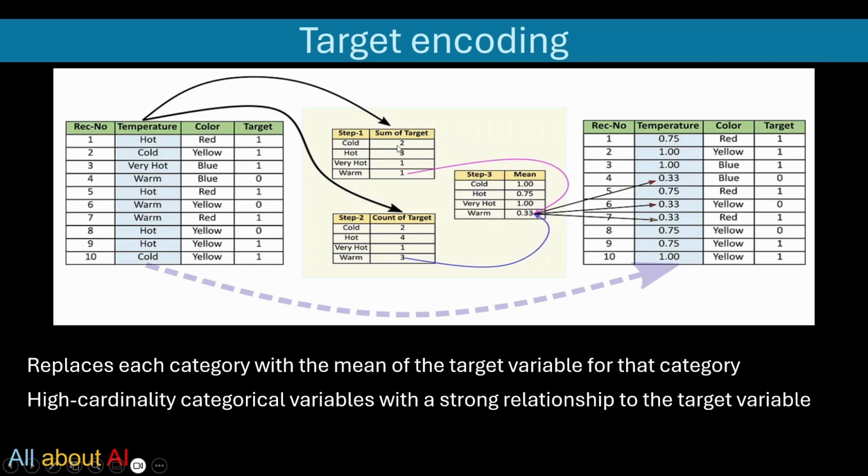So once we calculate this, the next step is basically finding the mean. Divide this by this, it will give the mean. And that's how we convert this into target encoding. For any high cardinality categorical variables with a strong relationship to the target variable, this encoding is preferred.